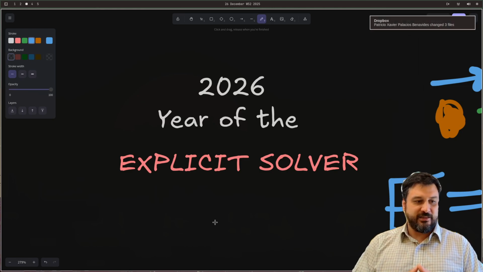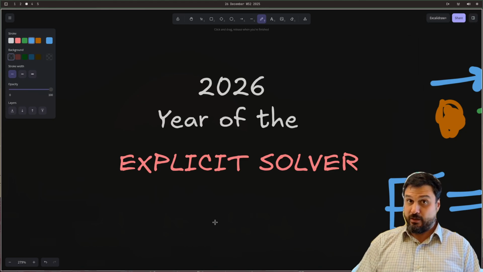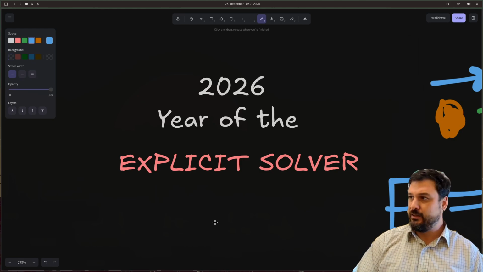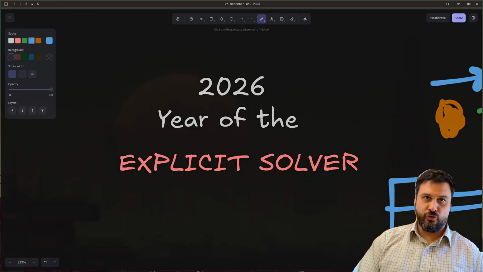So this is what I'm going to be working on this next year and the years to come, because I want to go again to really large models so we can do high fidelity modeling. So join me in the years to come with the explicit solvers.